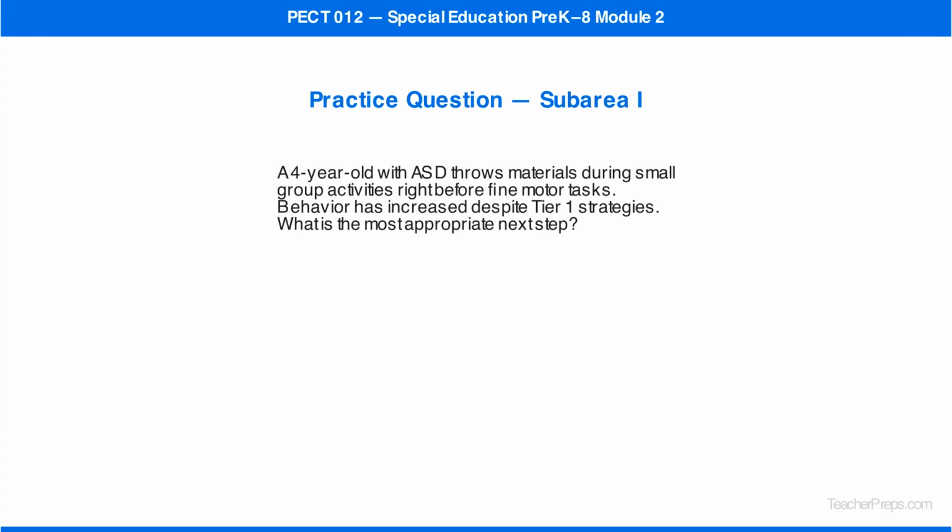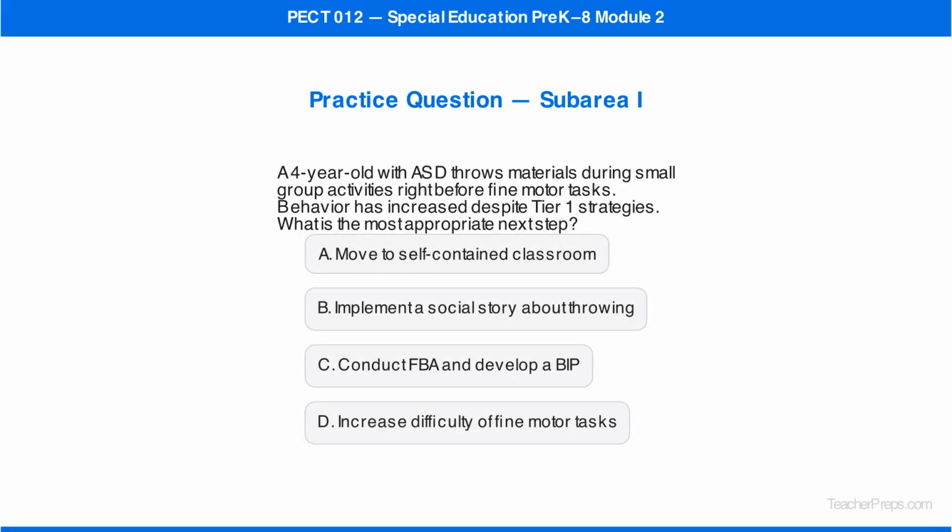A special education teacher working in a preschool classroom observes that a 4-year-old student with autism spectrum disorder frequently throws materials during small group activities. The behavior has increased over the past 2 weeks despite consistent Tier 1 classroom strategies. The teacher notices that throwing always occurs right before the student is asked to do a fine motor task. Which of the following is the most appropriate next step?